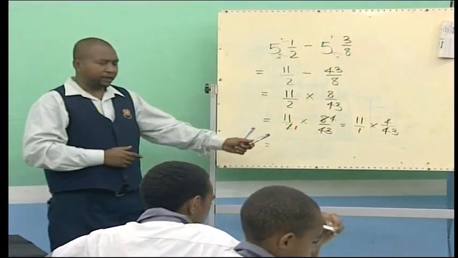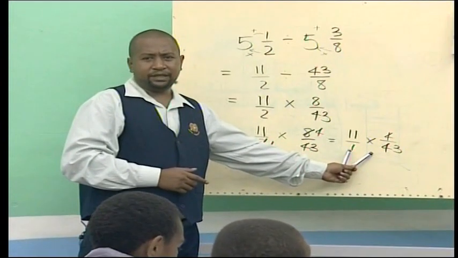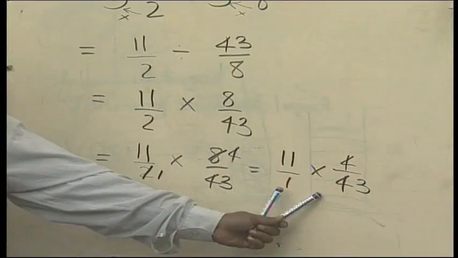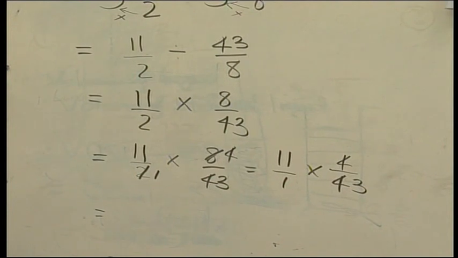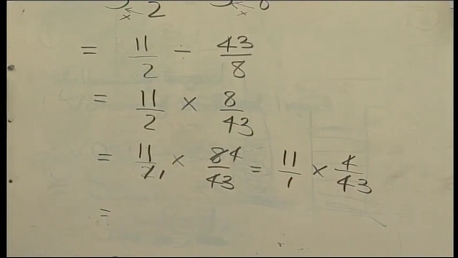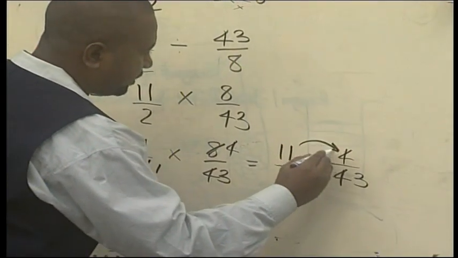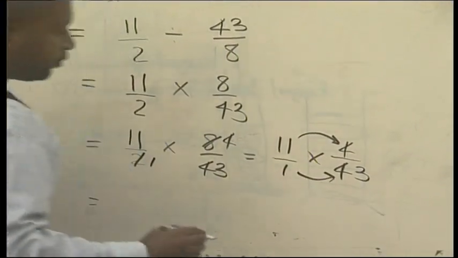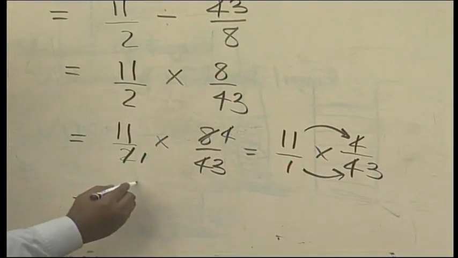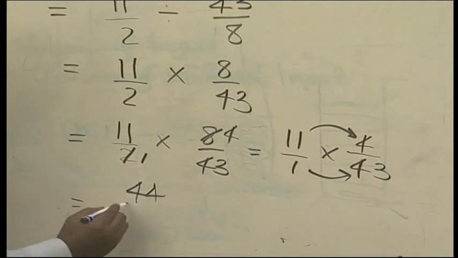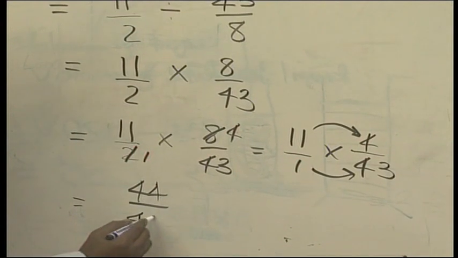So, are we going to write our answer as a mixed number now? What is the last step? Scotty, good try. Agnes: Multiply the numerator and the denominator. Very good. We multiply the numerators and also multiply the denominators. So, 11 times 4 equals 44 over 1 times 43 equals 43.